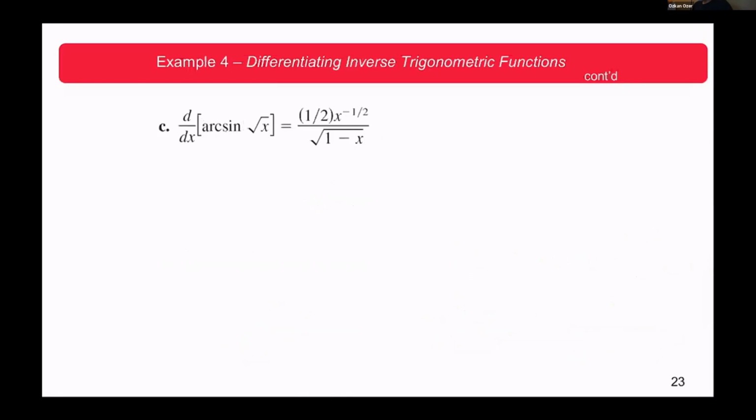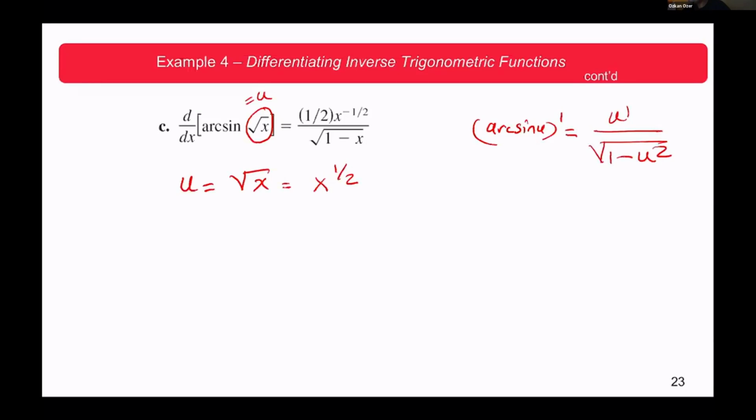Another question is the derivative of arc sine of radical x. Here radical x is our u. Let me write it precisely: u equals radical x. To take the derivative of that, we should put it in power form. And what was the formula telling us? The derivative of arc sine of u is u prime over radical 1 minus u squared.